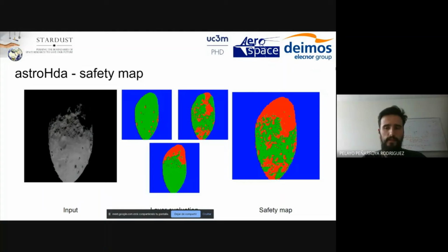Then with these three layers, we are able to superimpose them and form what you see on the right-hand side, which is a safety map that tells you the areas where it's safe to land in green and the areas where you should not land in red.